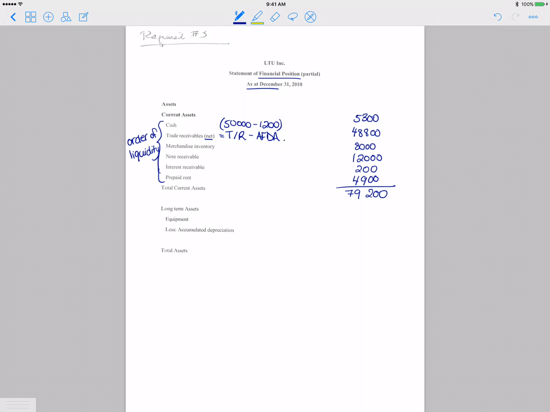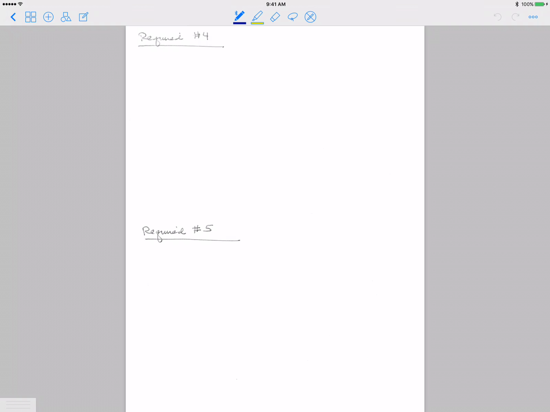Long-term assets, let's look at our equipment. Let's just indent it, at 30,000, which we had seen, with an accumulated depreciation now at 6,000, giving us a total long-term assets of 24,000, giving us total assets of $103,200. And that is our statement of financial position. Pretty straightforward. So long as you make sure that once again you know the order of the liquidity, that the trade receivables were put at net, it's as at a certain date, and that's about it. And let's move on to requirement number 4.